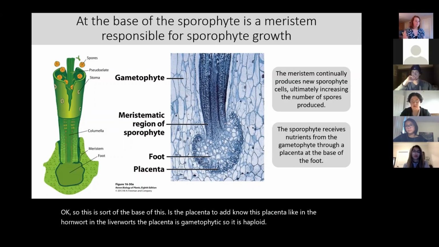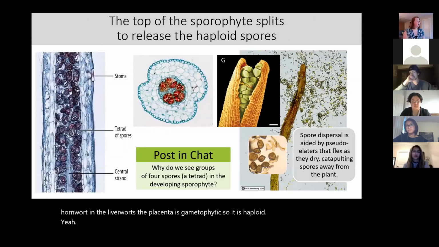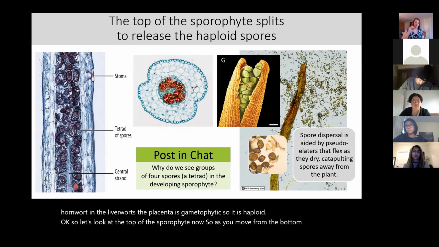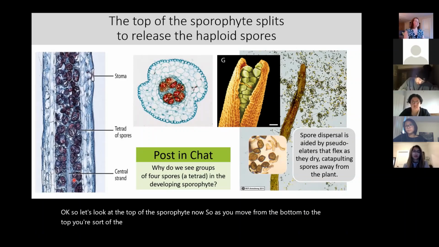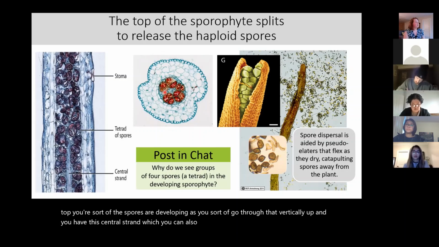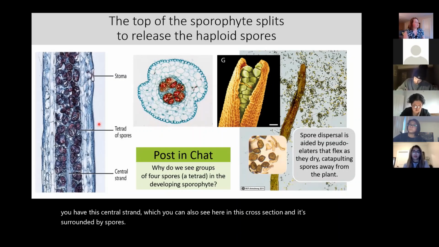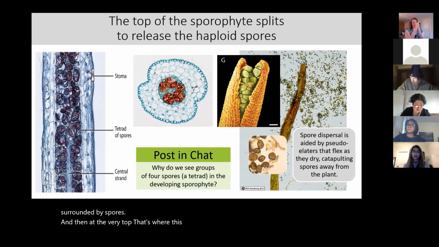Okay, so let's look at the top of the sporophyte now. As you move from the bottom to the top, the spores are developing as you go through that vertically up, and you have this central strand, which you can also see here in this cross section, and it's surrounded by spores. And then at the very top, that's where the sporophyte will start to split open to release the spores.